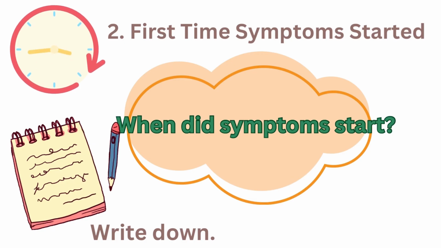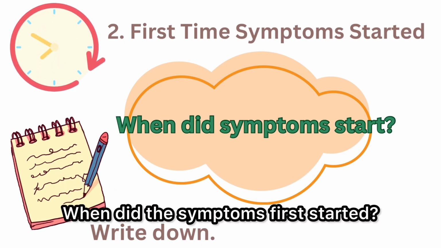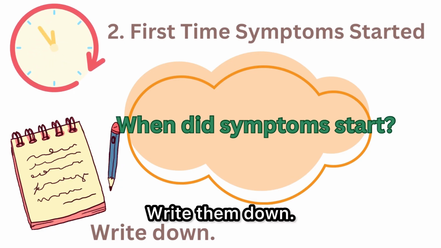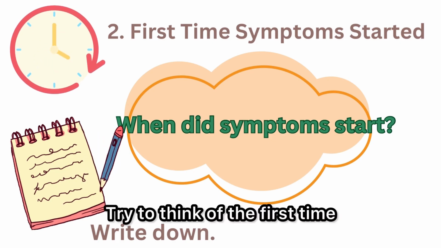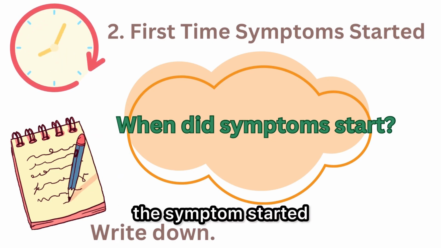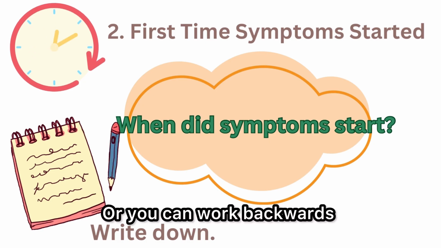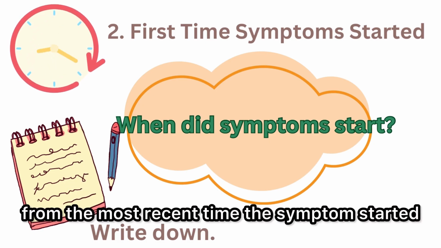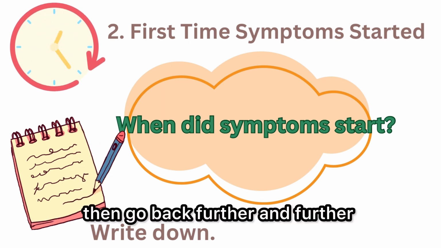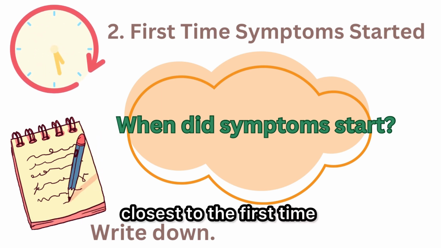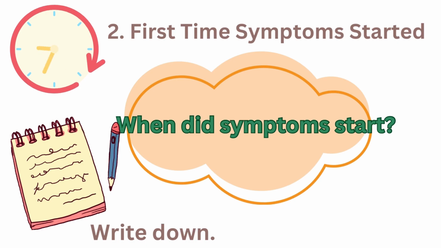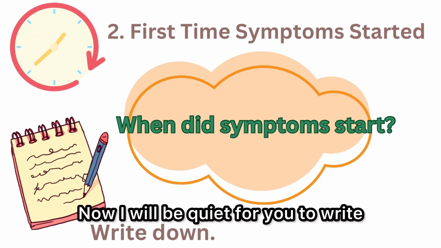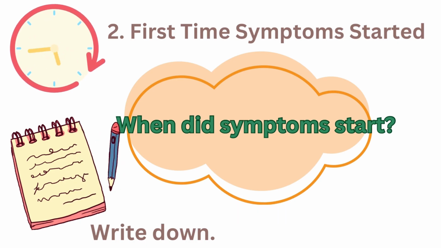Second, when did the symptoms first start? Write them down. Try to think of the first time the symptoms started. Or you can work backwards from the most recent time the symptoms started. Then go back further and further, closest to the first time. Now I will be quiet for you to write.